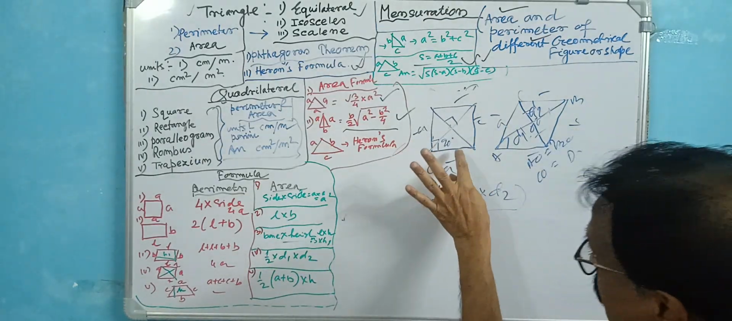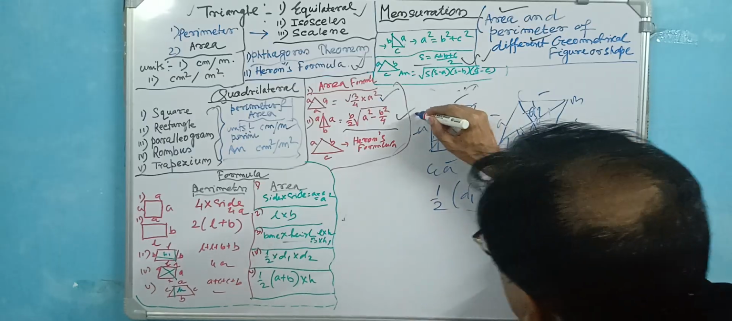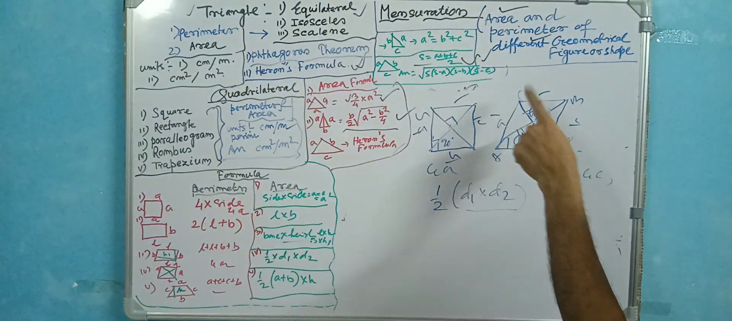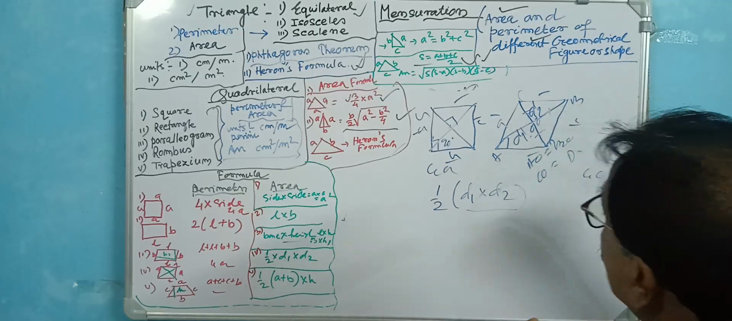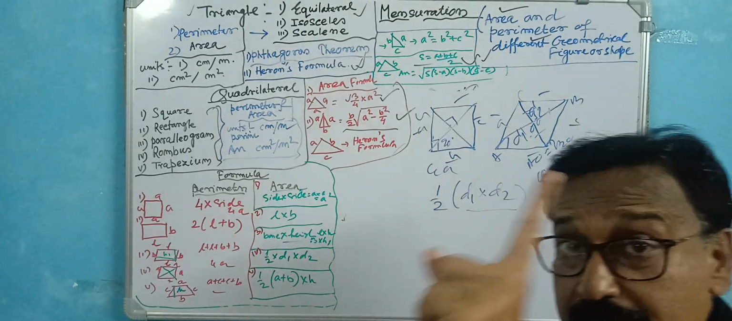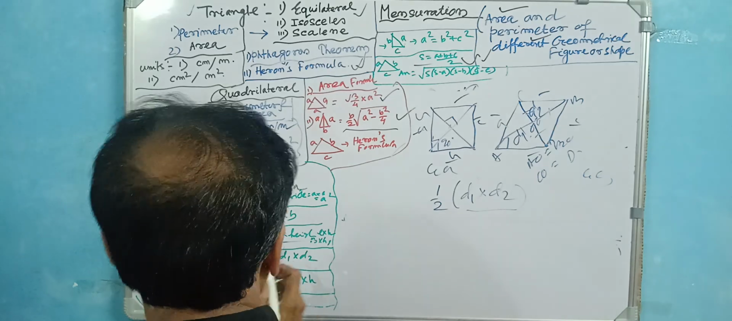What is the difference? For the square it is length into breadth, A square. But here the area is half the product of the diagonals. Just remember that. This is the area of the rhombus. Is it clear to you?